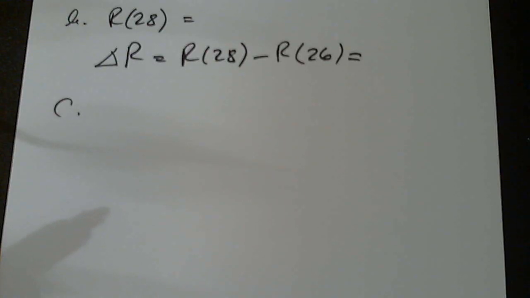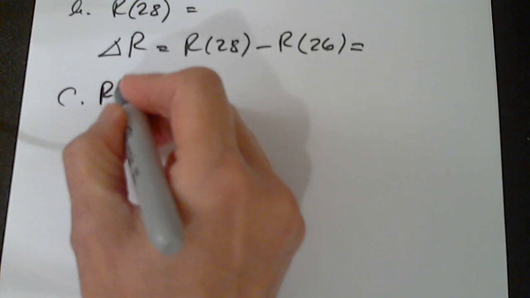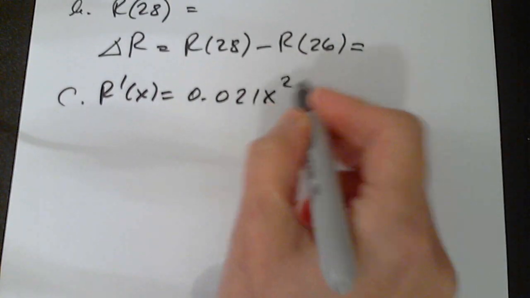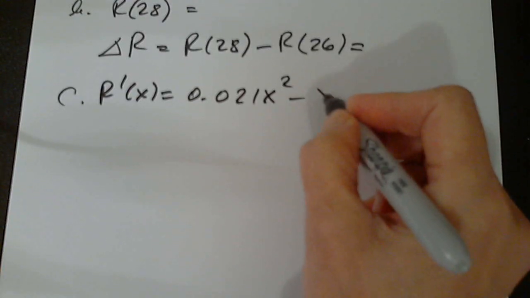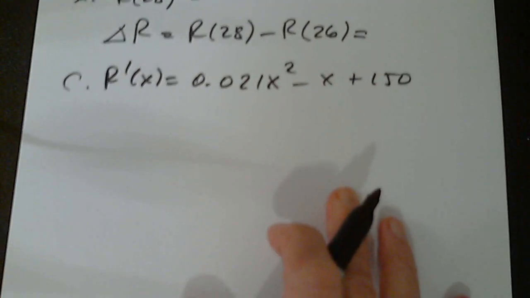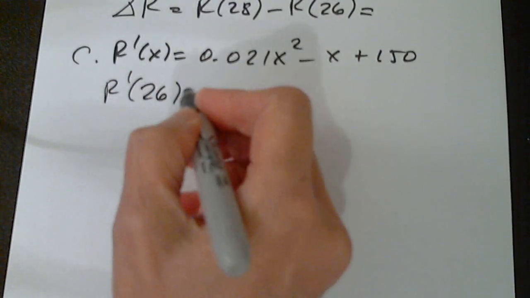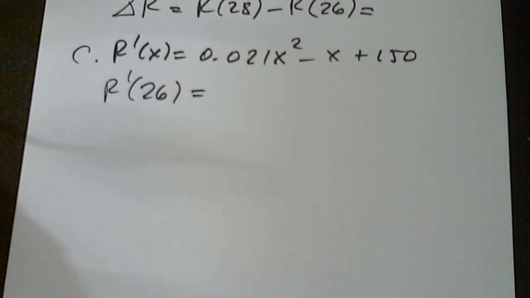The final question here, I think. Oh, no, there is another one. What is the marginal revenue when 26 are sold? So let's find R prime of x first of all: 0.021 x squared minus x plus 150. And then we have to find R prime of 26. Let's calculate all these now.